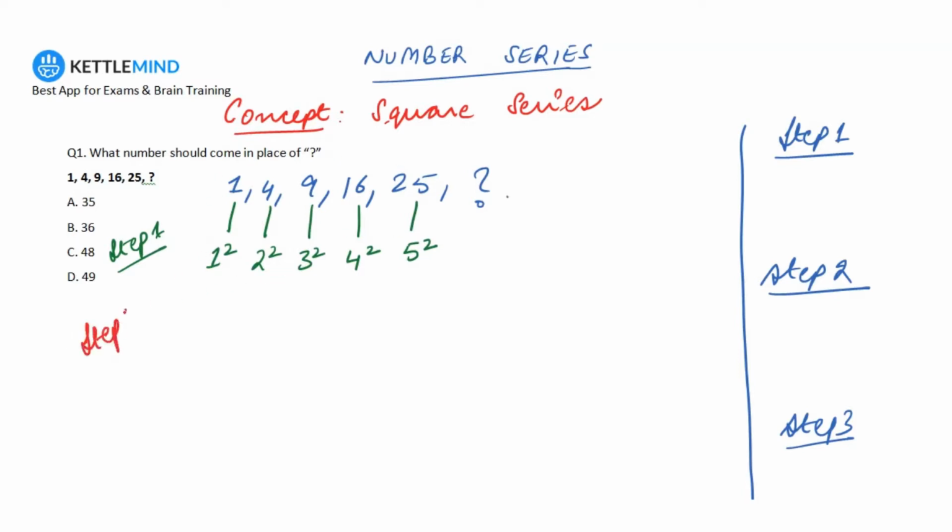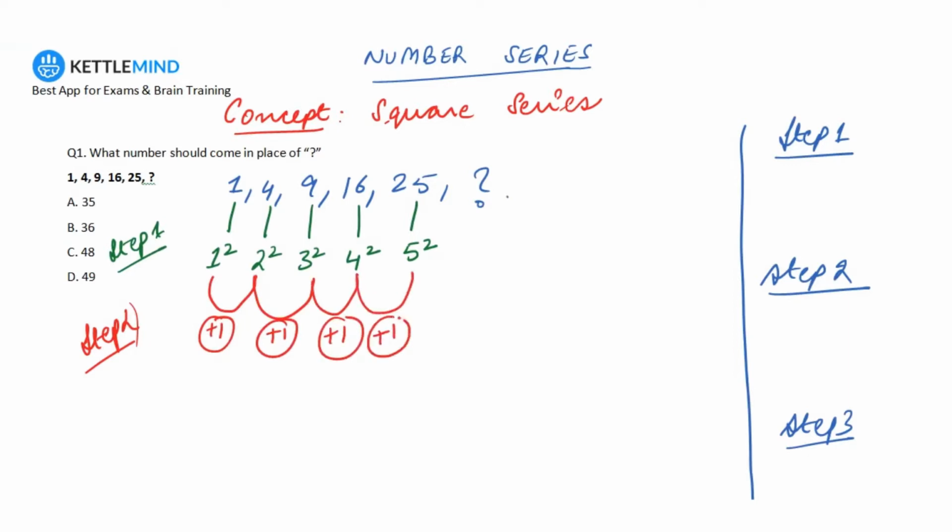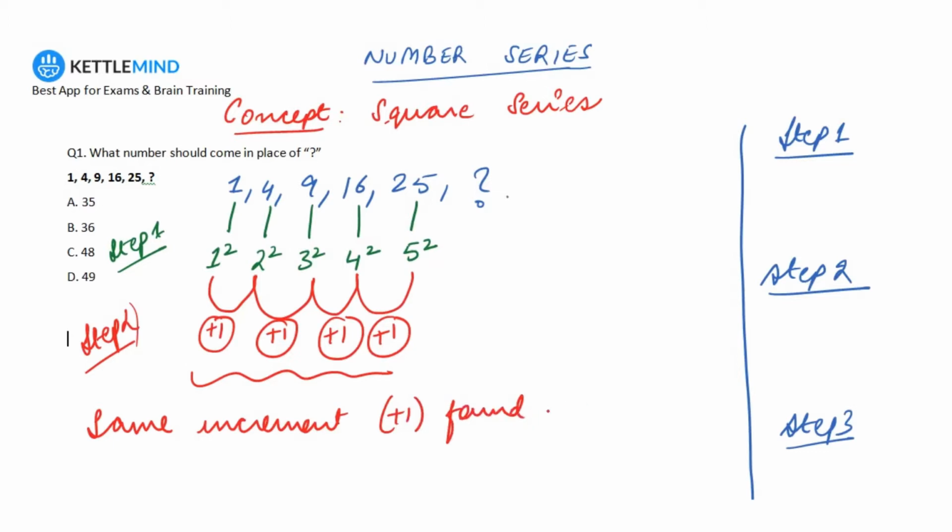So moving on to step 2, it says that check if these numbers are either in the increasing pattern or in decreasing pattern. There must be some pattern here. So it is saying that either it is an increasing pattern or a decreasing pattern. So if you see that from 1 to 2 there is an increment of plus 1. Similarly from 2 to 3 there is another increment of plus 1. Same goes for 3 to 4, an increment of plus 1, and then same goes for 4 to 5, an increment of plus 1. So since the same increment of plus 1 is found, we stop and our step 2 also gets satisfied.